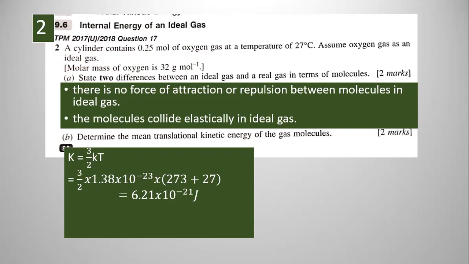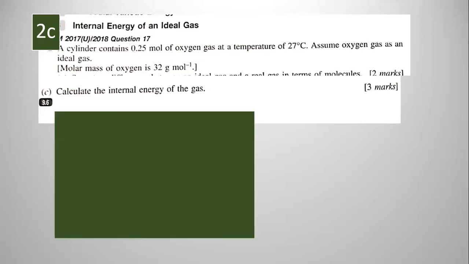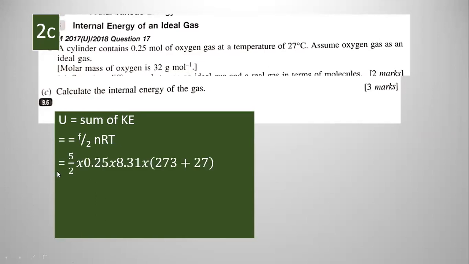This one is a straightforward question. Memorize the right formula. Calculate the internal energy. Remember, internal energy is just the sum of kinetic energy. So just now you calculated for one molecule, so calculate for one mole now. 5 degrees of freedom. Number of moles given. R is given. Get it from your formula sheet and change to Kelvin.